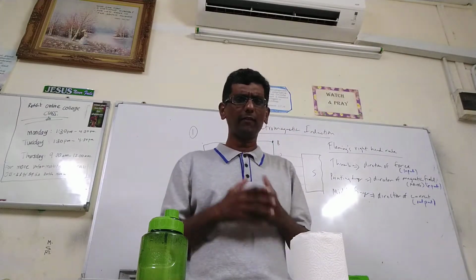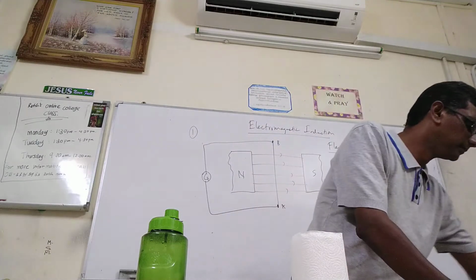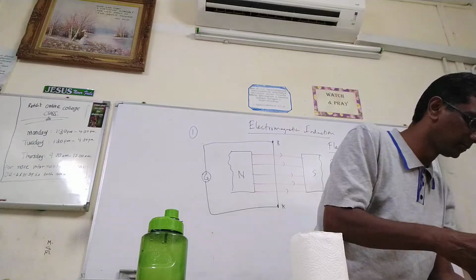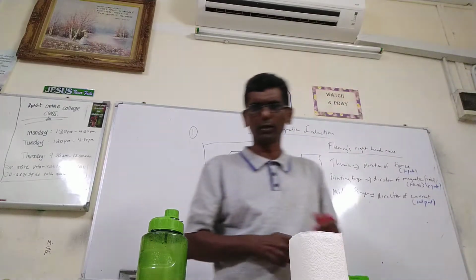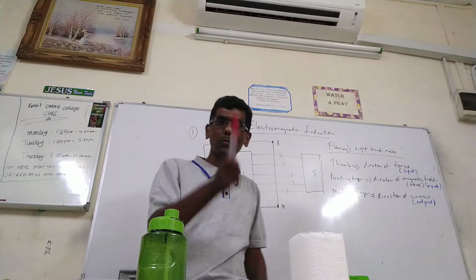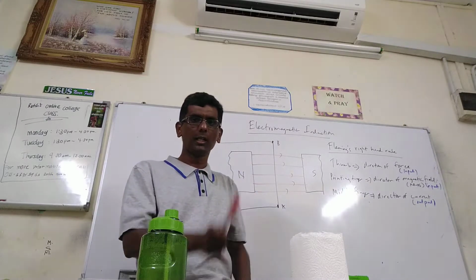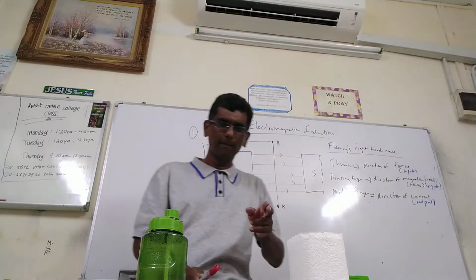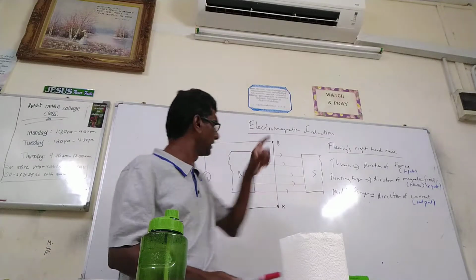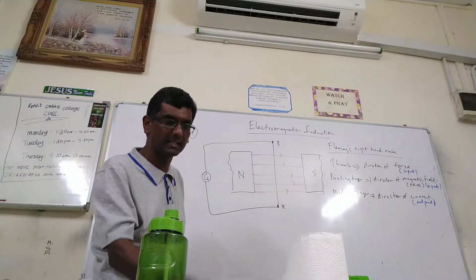The first thing we have to do is take the conductor. This is conductor AB. It cuts across the magnetic flux. This is how we produce induced current: conductor AB cuts across the magnetic flux.